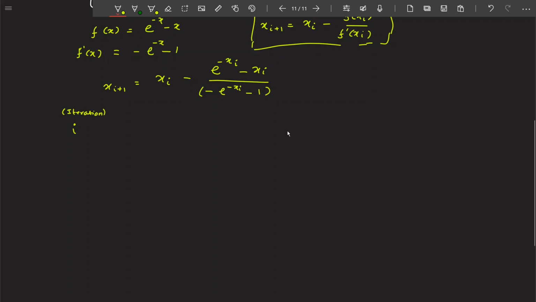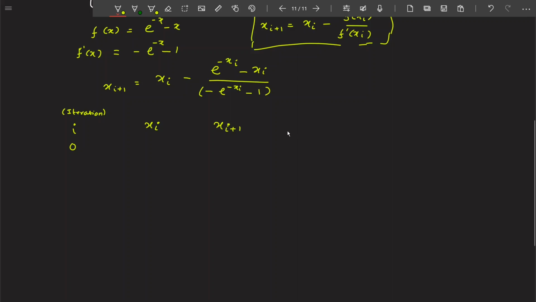Okay, and the second column is going to be your xi. Okay, and this is going to be xi plus 1. So let us start with the zeroth iteration.